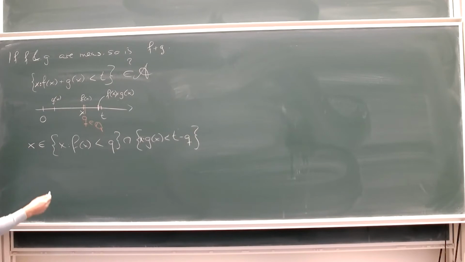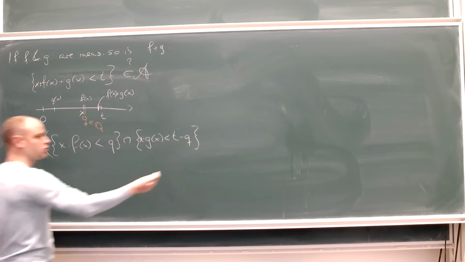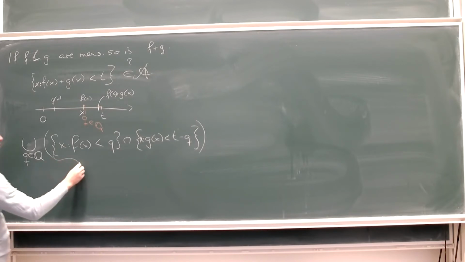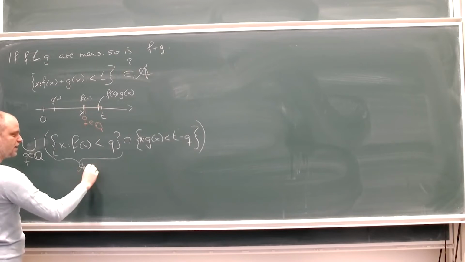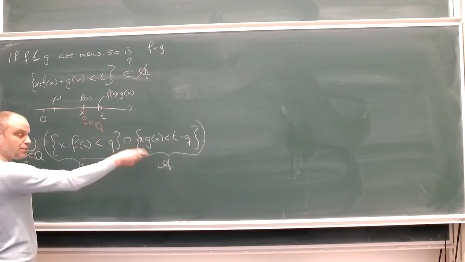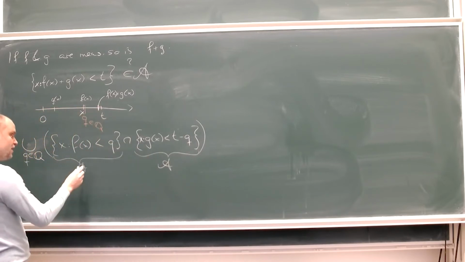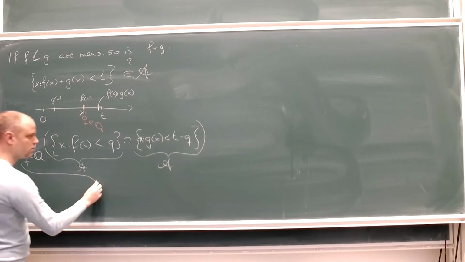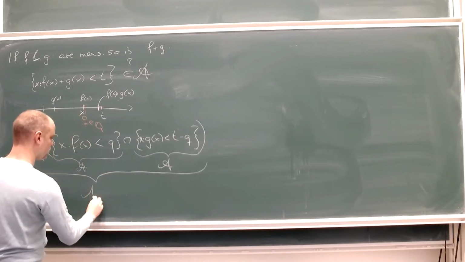Now, here's where it gets really clever. So instead of just doing this, I'm going to put a parenthesis here now. And I do a union over all rational numbers q in Q. So now, okay, I forgot to say, this guy is in A. This guy is in A. So then I'm allowed to take intersections because A is a sigma algebra. And I'm allowed to take countable unions. So at the end of the day, all of this is in A.